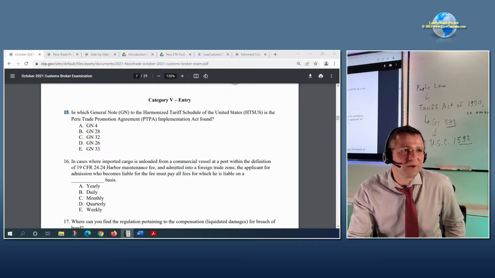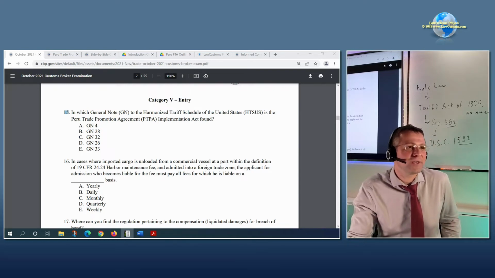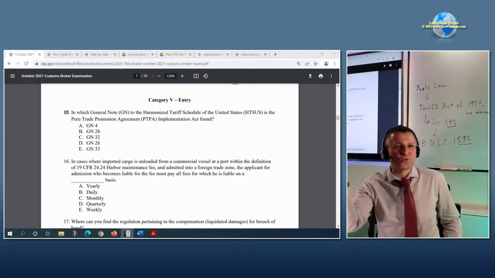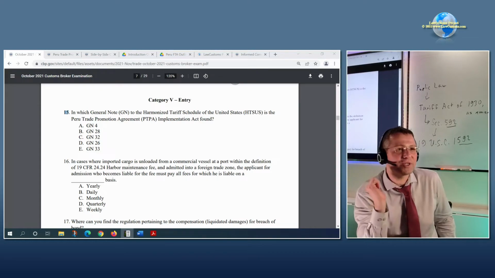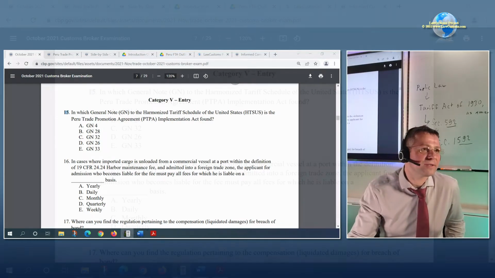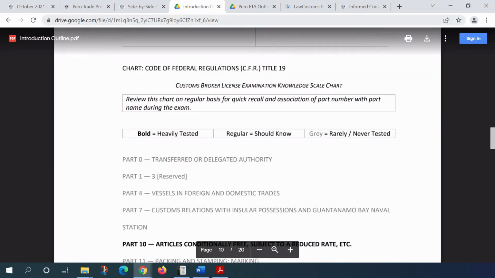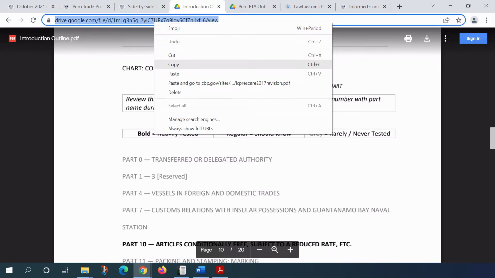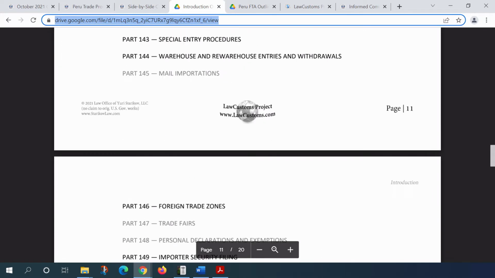So let's see what the question says. In which general note (GN) to the HTS-US is the Peru Trade Promotion Agreement, or PTPA Implementation Act, found? All right, this goes back to the first days, maybe the first or the second class, when I was providing those charts. And I think I gave you that outline, that introduction outline, which I asked you to post on your walls and review. So this is a CFR.